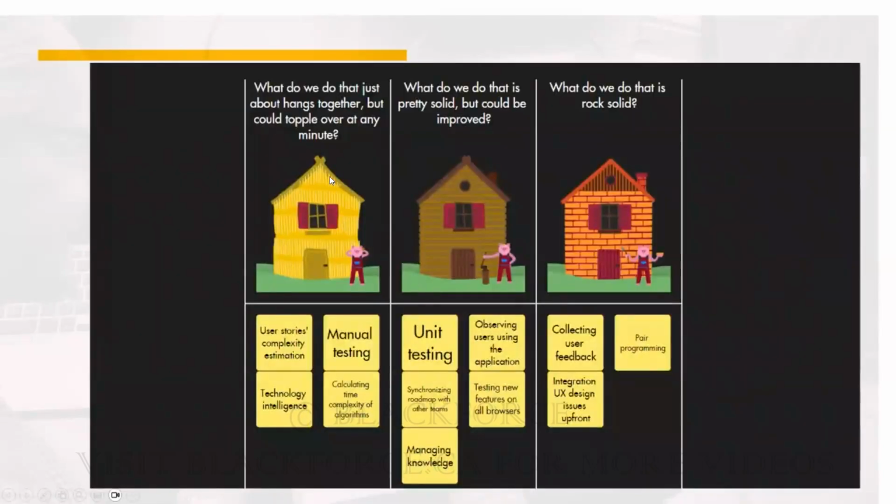This one is also another one. We call it the 3 little pigs. The same thing. What did we do that just about hangs together but could topple over any minute? So the things we do but need improvement on, you document. What do we do that is pretty solid but could be improved? What are the things that we are doing so well on but that we can still improve on? Then what do we do that is rock solid?